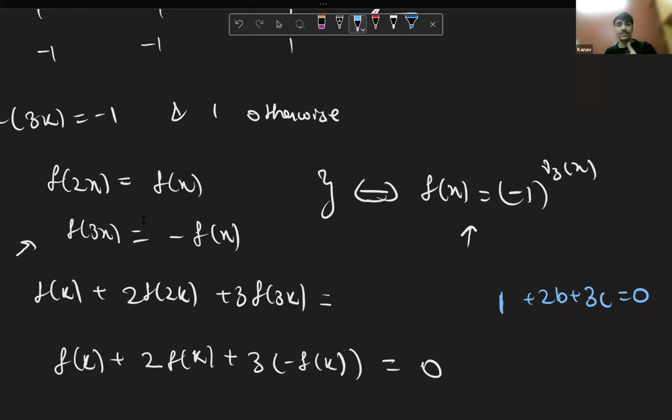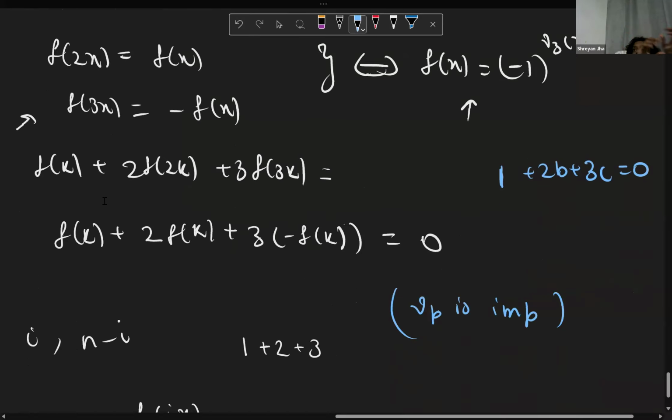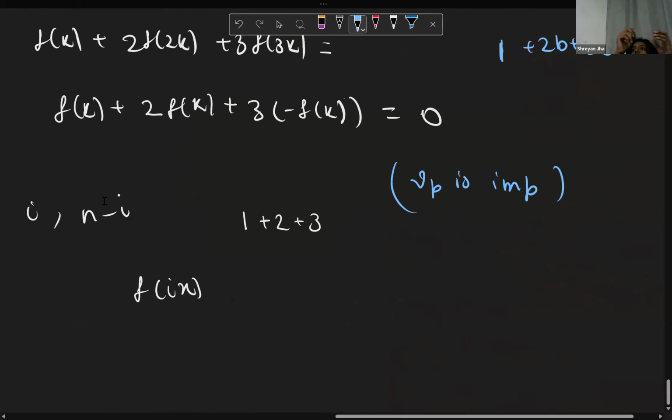Someone's claiming all odd primes work, someone's claiming powers of 2 work. So there must be some underlying structure. We can say 1, 2, 3, 4, where 4 is divisible by 2. If we have a relation between 1 and 2, that same relation applies between 2 and 4.